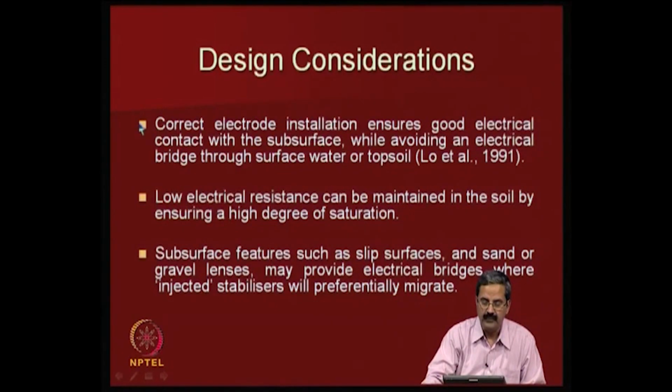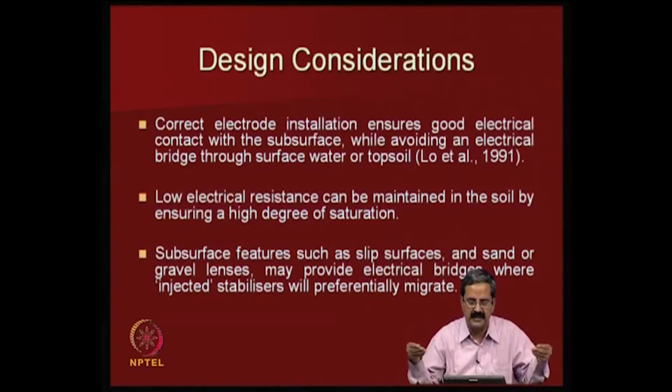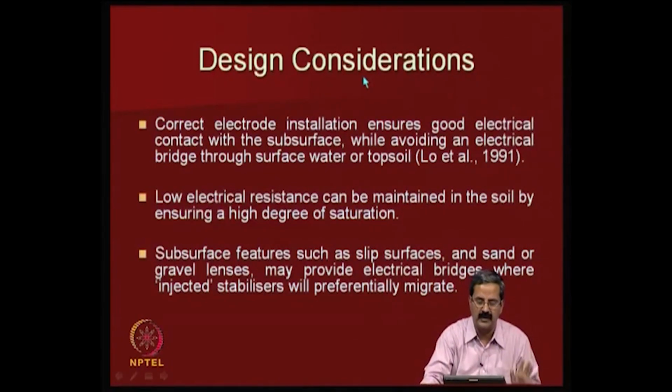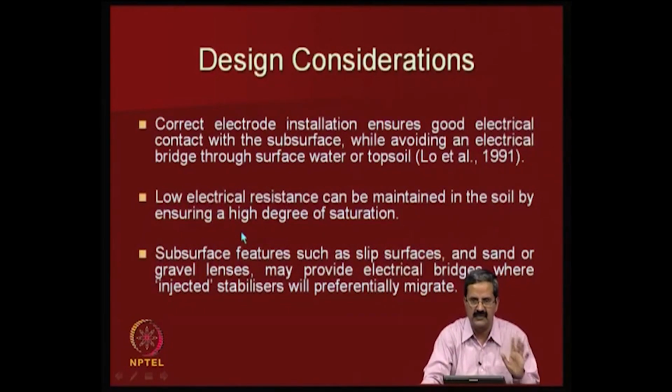Correct electrode installation ensures good electrical contact with the subsurface, while avoiding an electrical bridge through the surface of the topsoil. There should not be short circuiting, so that bridge formation should be avoided. Low electrical resistance can be maintained in the soil by ensuring a high degree of saturation. Sometimes you just add water so that the degree of saturation is higher, and then maintain that. Essentially, we would all like to avoid the bridge formation and short circuiting.